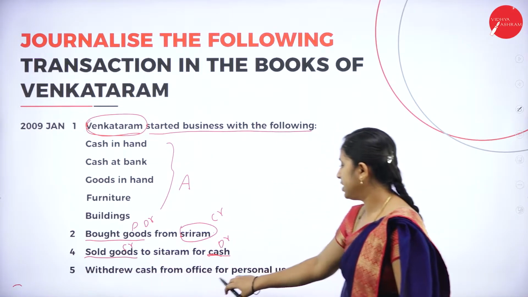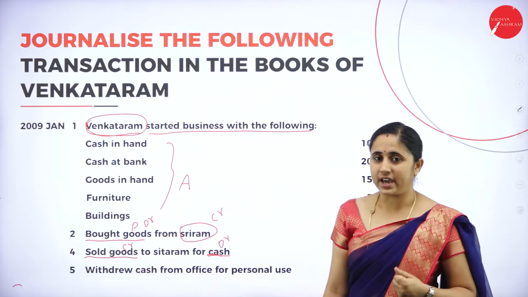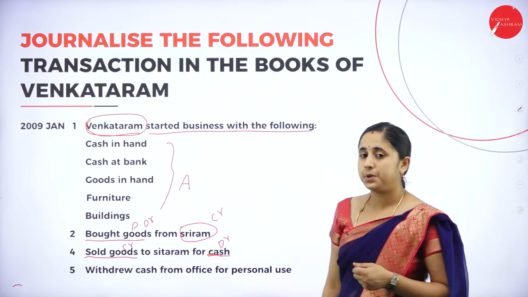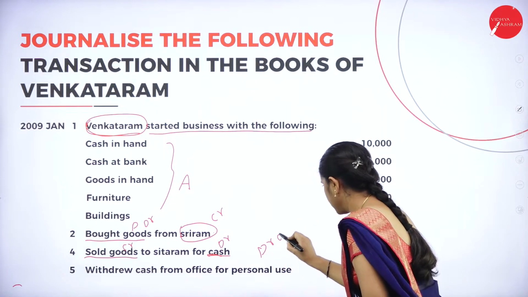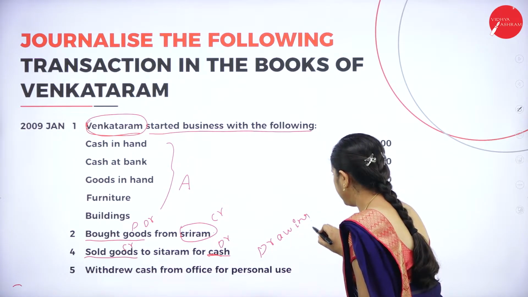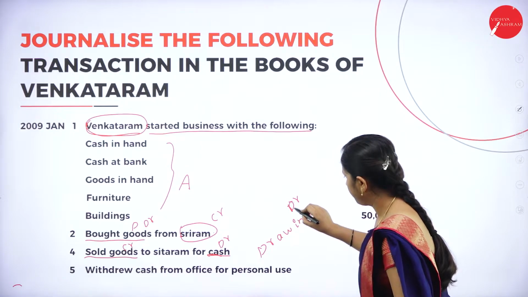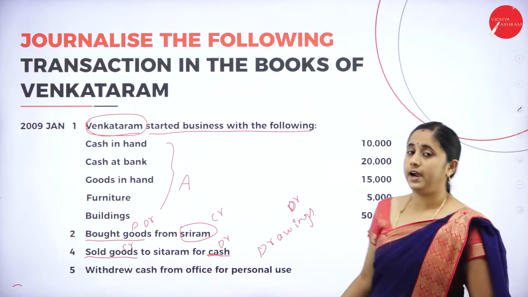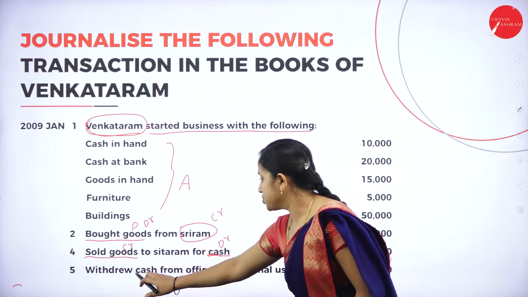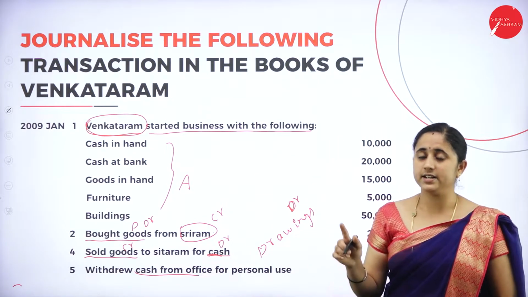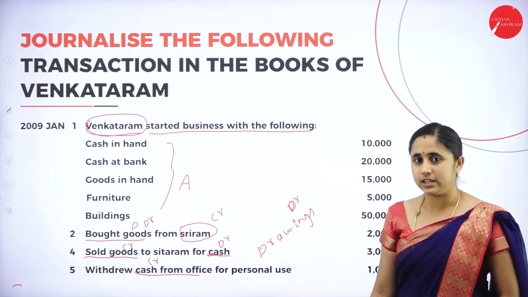Next, withdrew cash from office for personal use. As I told you earlier, if any goods or cash are withdrawn from the business for personal purposes, it is considered as drawings. Drawings is an expense, so you need to debit the expenses and losses. And the cash withdrawn: cash is an asset, it says credit what goes out. Cash is going out, so you need to credit the cash.